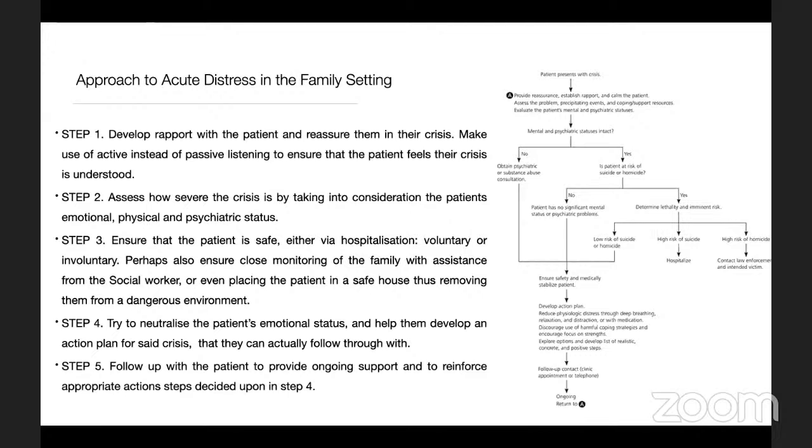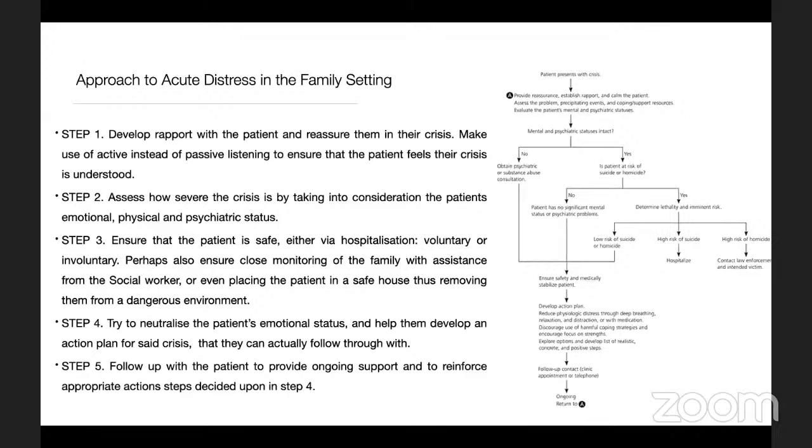Step 1, develop rapport with the patient and reassure them in their crisis. Make use of active instead of passive listening to ensure that the patient feels that their crisis is understood. Step 2, assess how severe the crisis is by taking into consideration the patient's emotional, physical, and psychiatric status. Step 3, ensure that the patient is safe either via hospitalization, voluntary or involuntary, and perhaps also ensure close monitoring of the family with assistance from the social worker, perhaps even placing them in a safe house, thus removing them from a dangerous environment. Step 4, try to neutralize the patient's emotional status and help them develop an action plan for the said crisis, which they can then use to follow through.